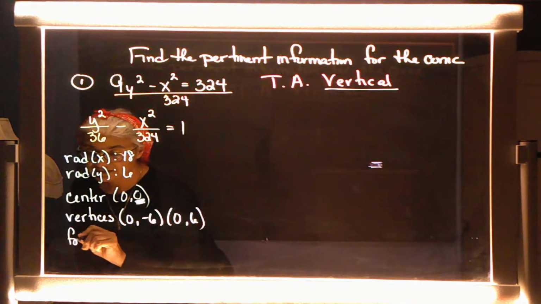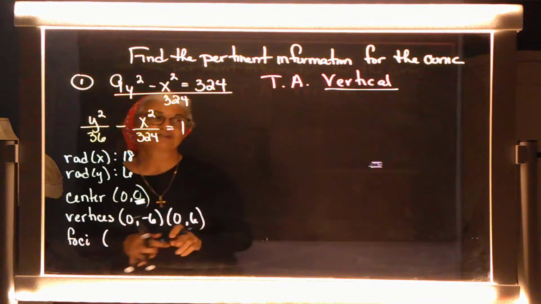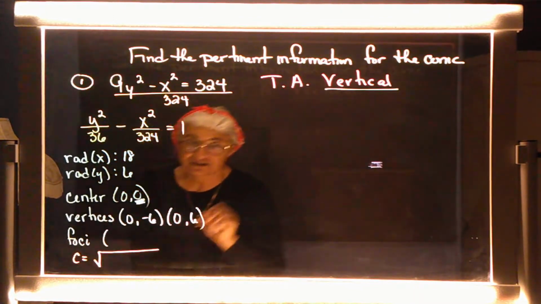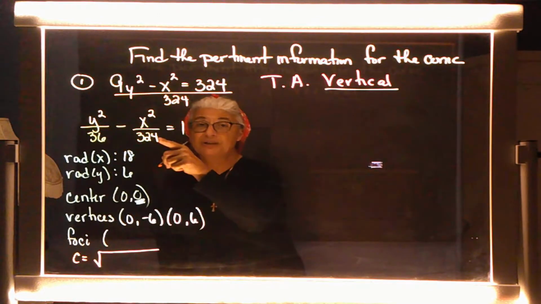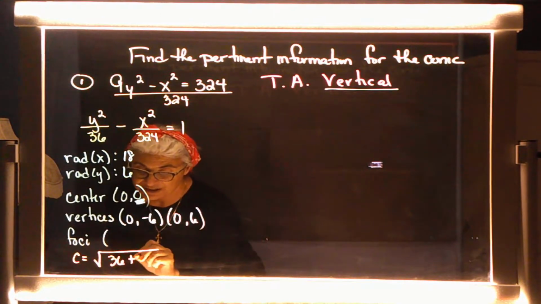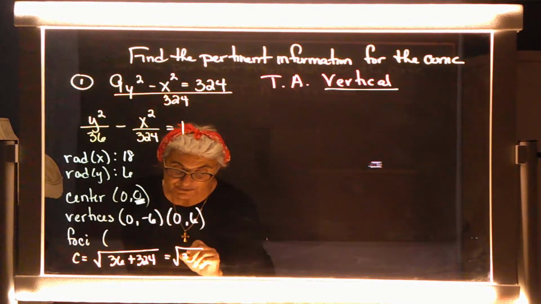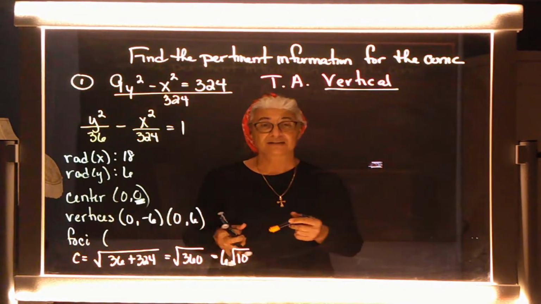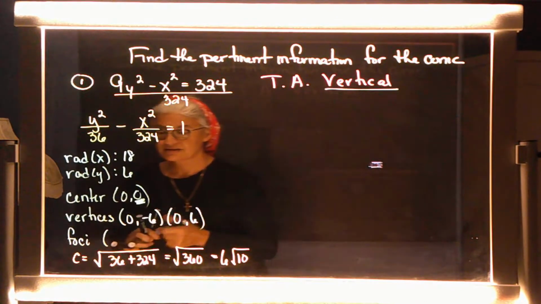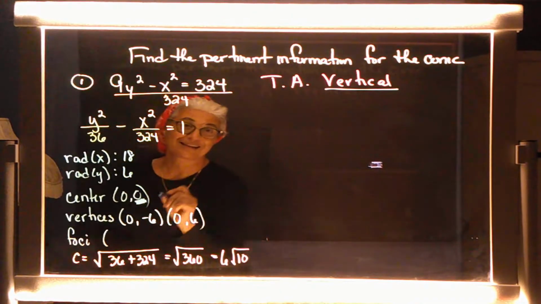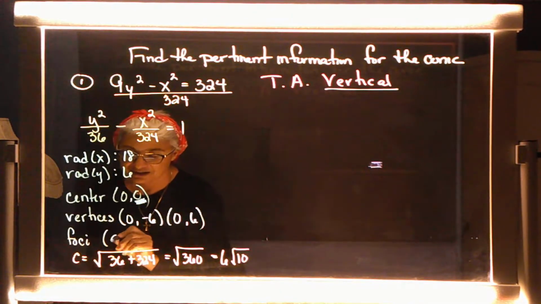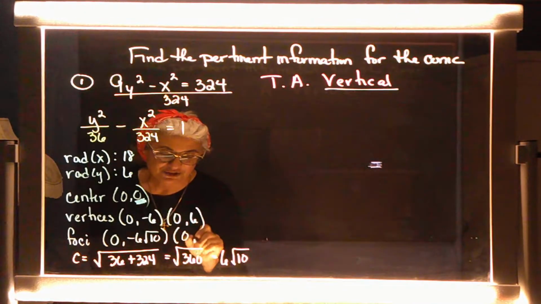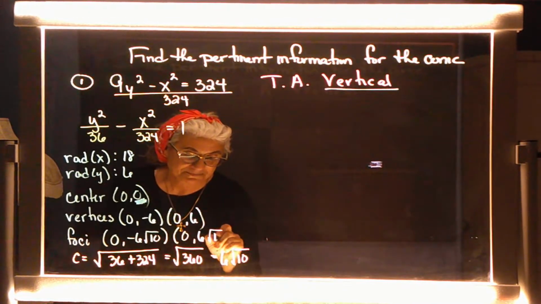Excellent. Foci. You're like, hey, you have to find that C. You're right, I do have to find that C. So C is equal to the square root of, excellent, A squared plus B squared. It's an addition problem. So 36 plus 324, which is the square root of 360. And if they don't ask for a decimal, you can't give them one, so it's 6 square root of 10. Got it? Okay. So remember, the k is changing. So it's going to be 0 minus this, and then it's going to be 0 plus this. Good?